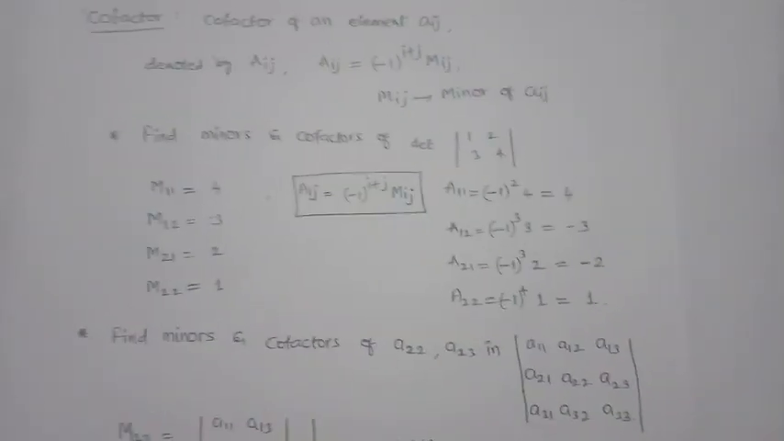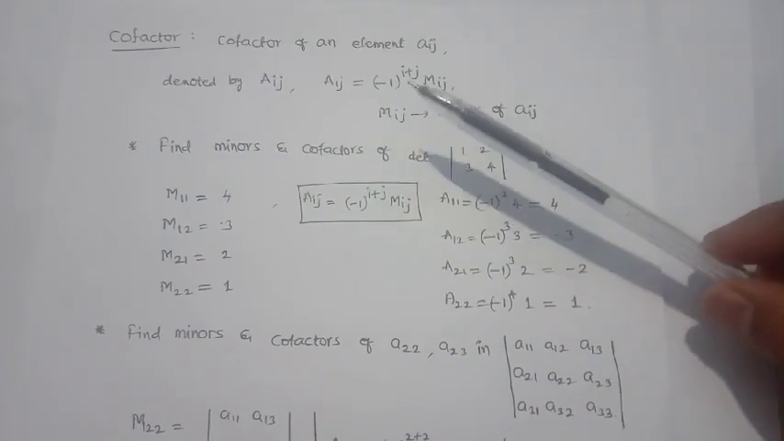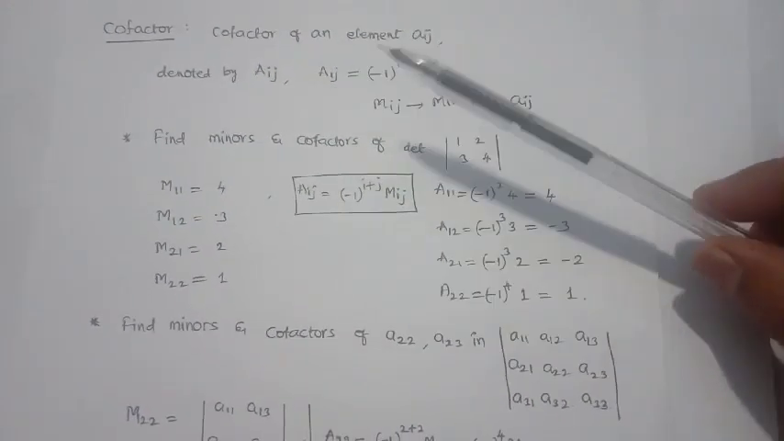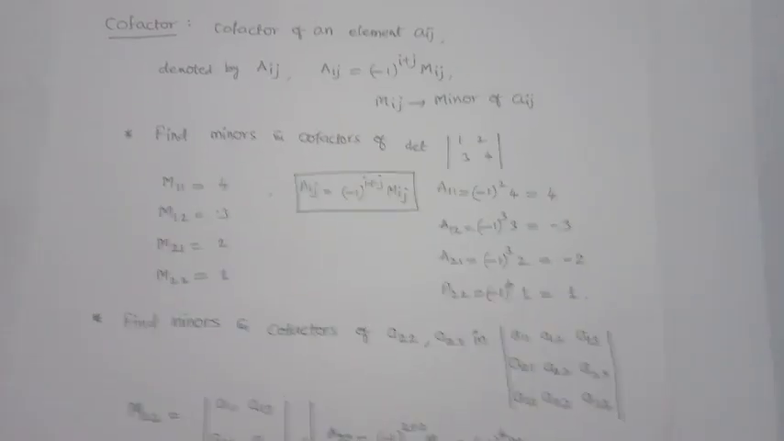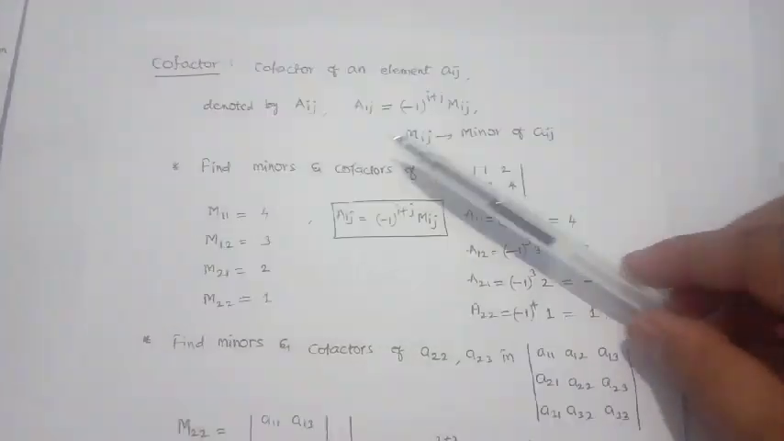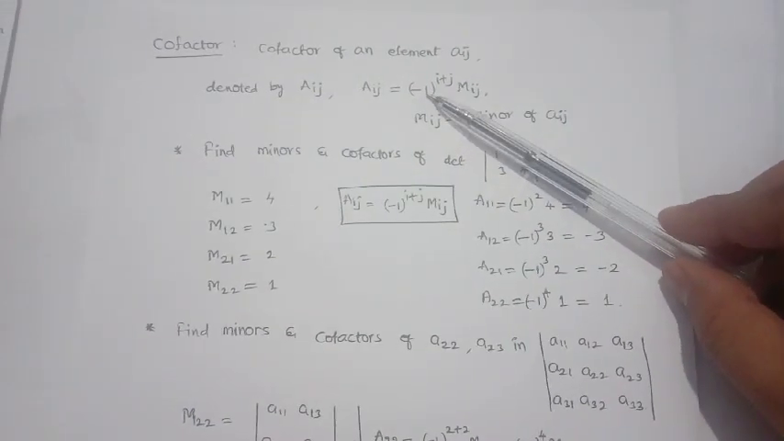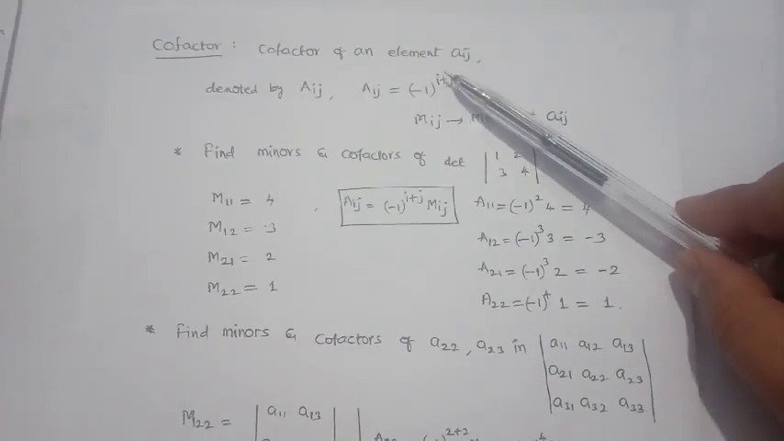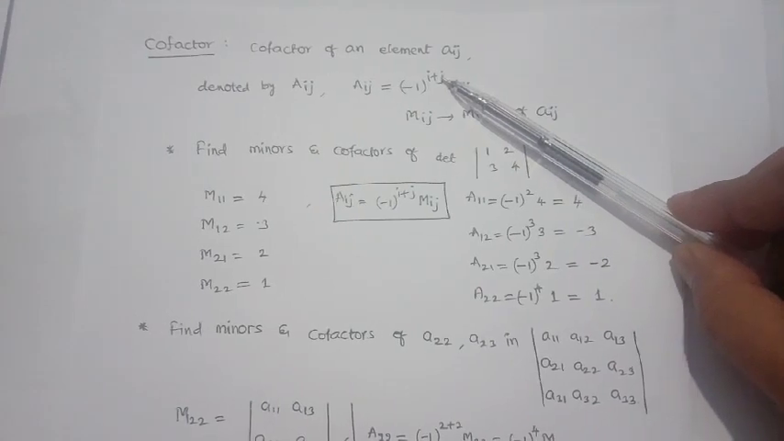After completion of the minor, now we will come to the definition of the cofactor. Cofactor of an element aij is equal to (-1) whole power i plus j. i is indicating the row, j is indicating the column.